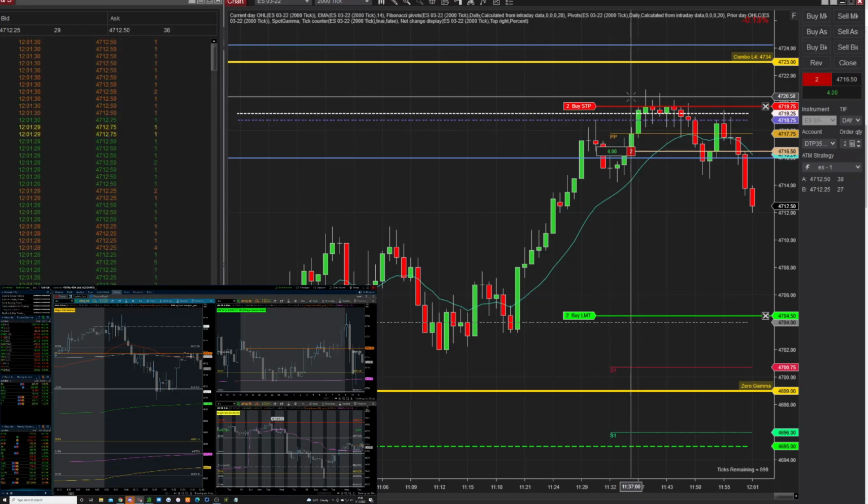I'm using the VWAPs as a way to just see where the trend is for that specific time period. So if we're above all the monthly VWAP, the weekly VWAP, the 2-day, 3-day, I know we're pretty much bullish. And if we're below those, I know that we're bearish.